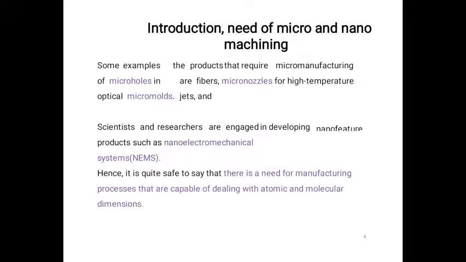Next, as an example, the products required for micro manufacturing are micro holes, fiber, micro needles for high temperature, optical micro molds, jets, etc. Now scientists and researchers are engaged in the development of nano featured products such as nano electrochemical systems. Hence it is quite safe to say that there is a need of manufacturing processes that are capable of dealing with atomic and molecular dimensions.